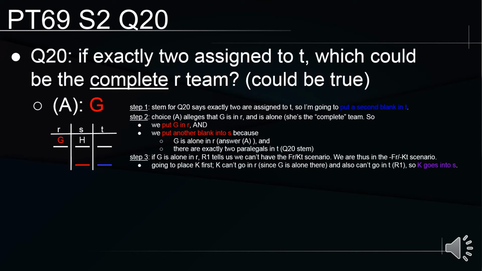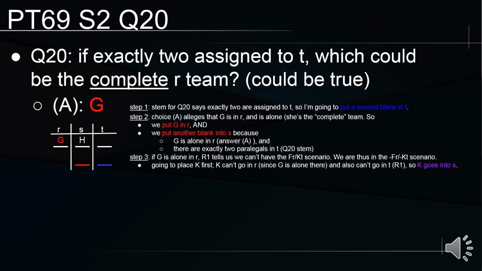I am going to place K first because I think that's going to be more restrictive. We just found out that K cannot go in R since G is alone there. And it also cannot go into T because of Rule 1, so I was right. K was more restricted. The only place K can go is into Team S. So again, answer choice A suggests that G is alone in Team R, so that's why G is alone.